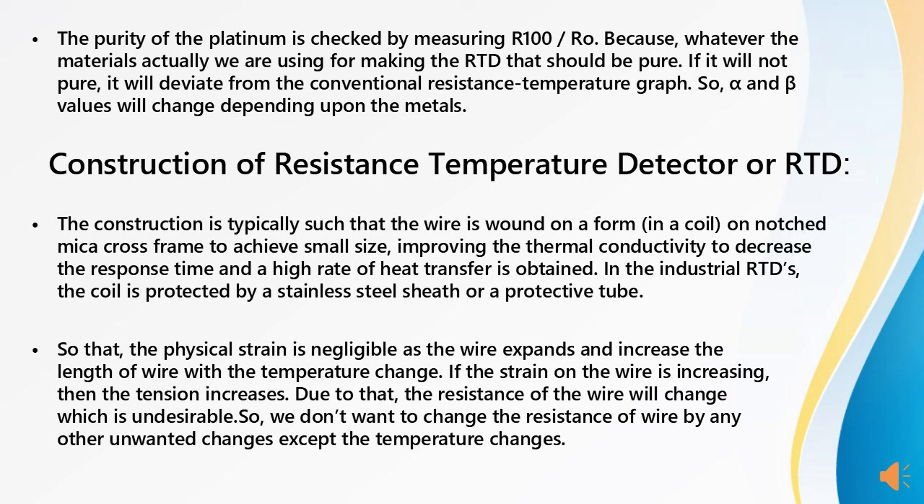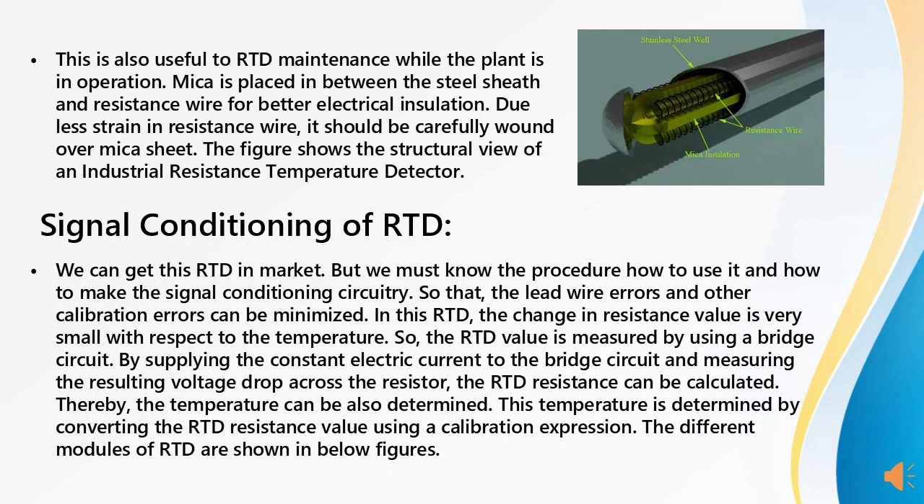If the strain on the wire increases, then the tension increases. Due to that, the resistance of the wire will change, which is undesirable. So we don't want to change the resistance of the wire by any unwanted changes except the temperature changes. This is also useful for RTD maintenance while the plant is in operation. Mica is placed in between the steel sheath and resistance wire for better electrical insulation. To keep strain in the resistance wire low, it should be carefully wound over the mica sheet. The figure shows the structural view of an industrial resistance temperature detector.